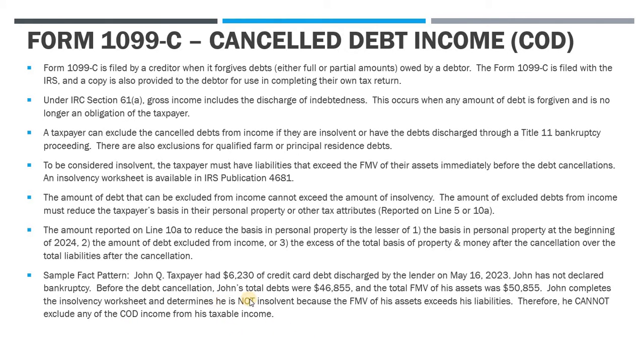Before the debt was canceled, his total debts altogether were $46,855, and the total fair market value of his assets was $50,855. John completes the insolvency worksheet, and he notices that, unfortunately, he's not insolvent because the fair market value of his assets exceeds his debts. So he's not going to be able to exclude any of this COD income from his taxable income.